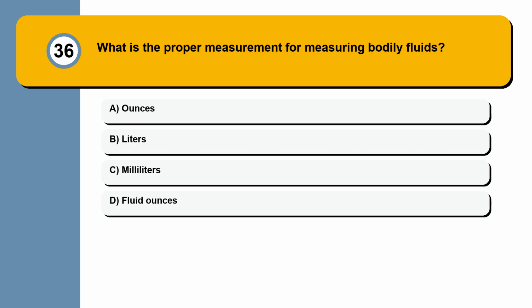Question 36. What is the proper measurement for measuring bodily fluids? Ounces, liters, milliliters, fluid ounces.